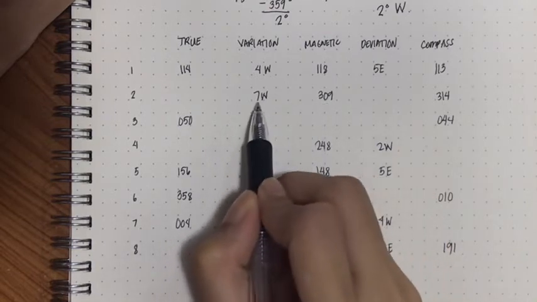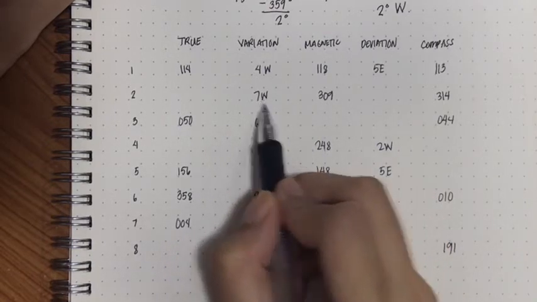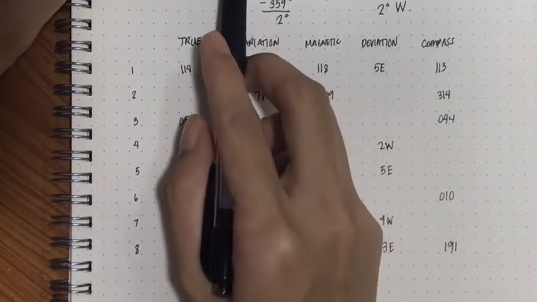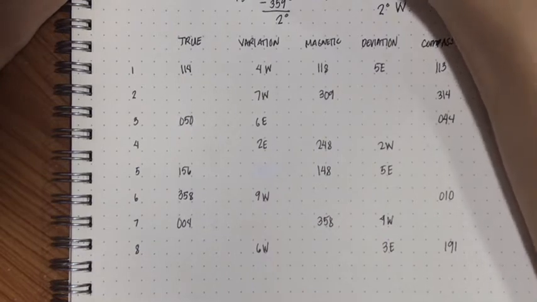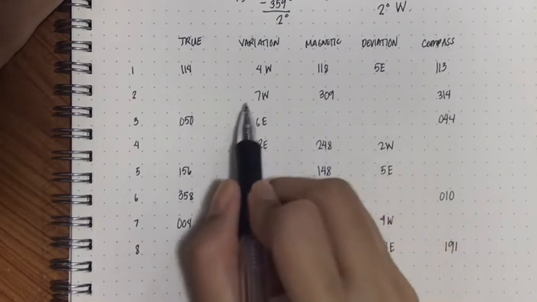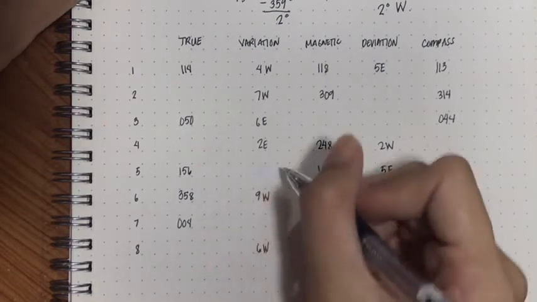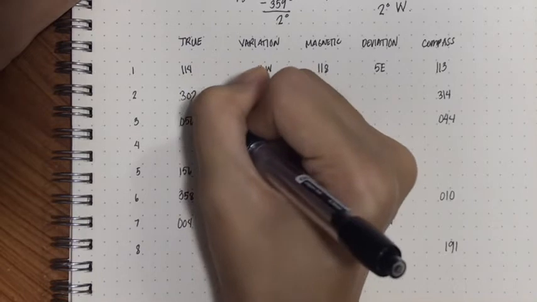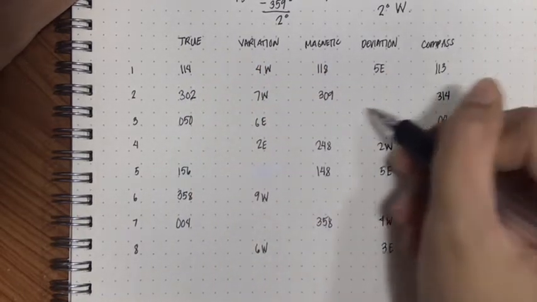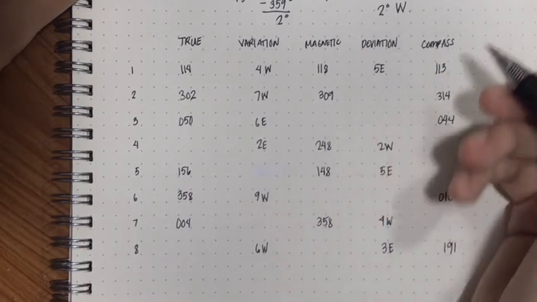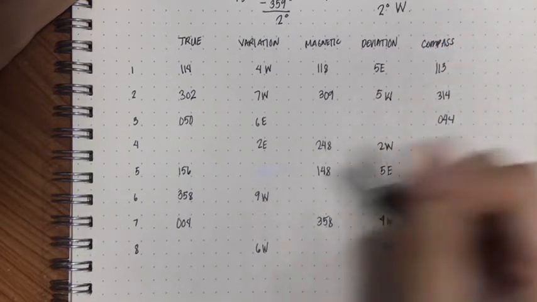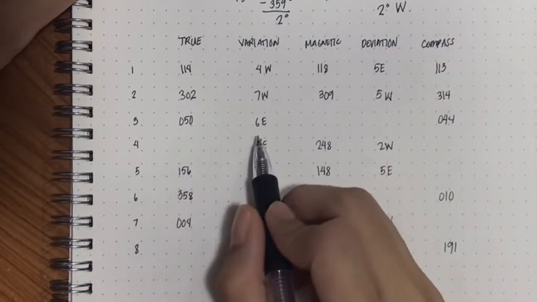Number 2, that is 309 magnetic and 7 degrees west variation. So if it's from true going to the compass, we add west and subtract east. But if it's from compass to true, we subtract west and add east. So magnetic to true, that's 309 minus 7, that's 302 true. Now compass to magnetic, that's 5 west, 5 degrees west deviation.